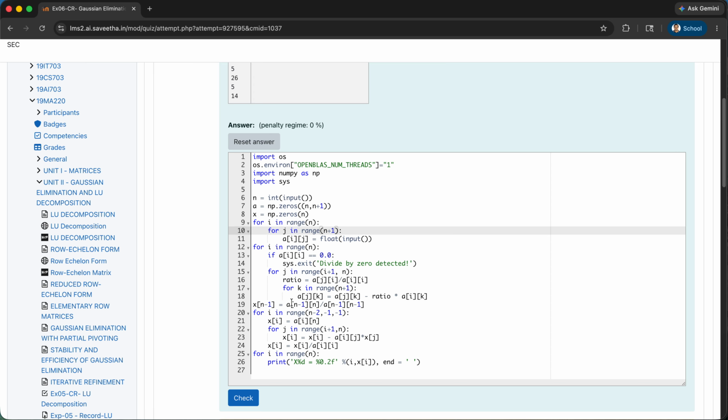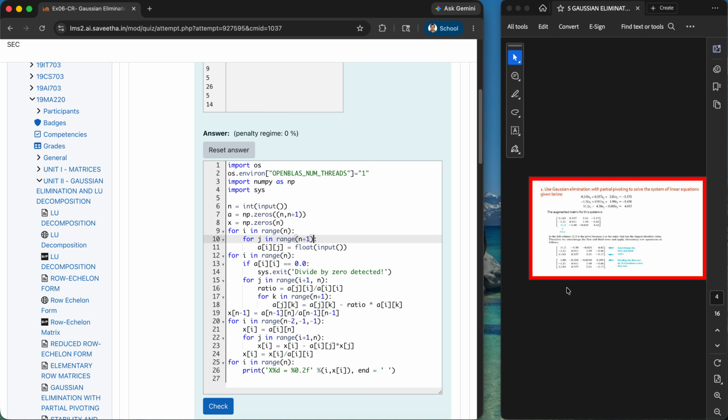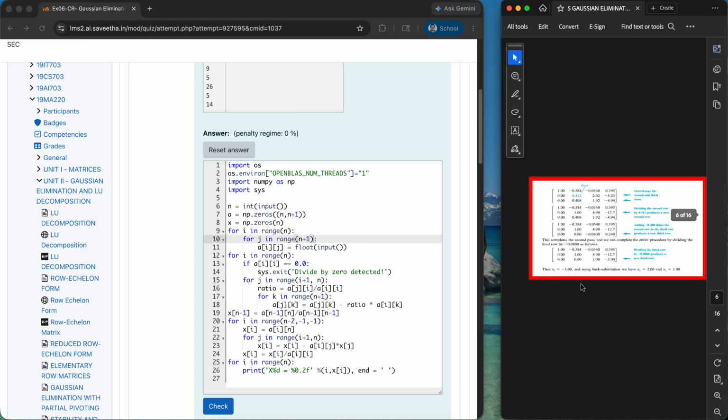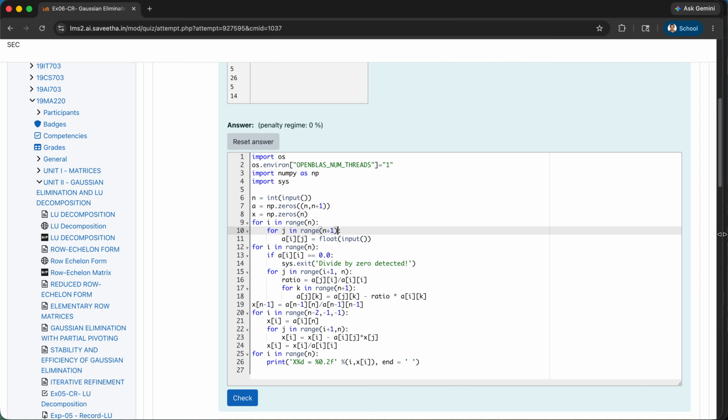Thereafter, you get the solution of this equation using this formula: x of n minus 1 equals a of n minus 1, n divided by a of n minus 1, n minus 1. You have to be pretty clear about how we do Gaussian elimination with partial pivoting, this portion, where each element is subtracted from the previous row. You have to be thorough with all of this, and afterwards you do this. The only difference is that you are not going to deal with any pivot element.